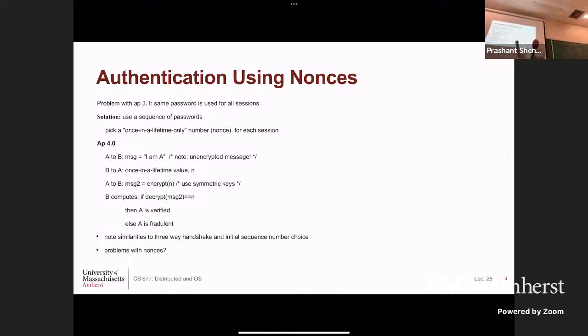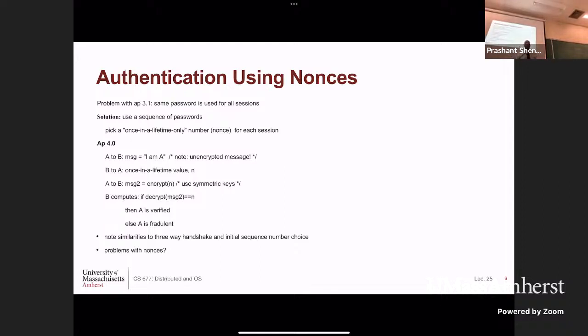So this is version 4 of our authentication protocol. Alice will send a message to Bob saying, I am Alice, unencrypted. That's your username. So you type your username, it goes unencrypted. Bob, which is the machine, is going to generate a once in a lifetime nonce, which is an integer, only to be used once, never again for this session. So Bob will send n, that integer, back to Alice saying, prove that you are Alice.